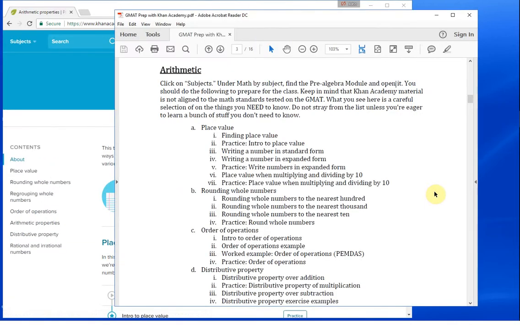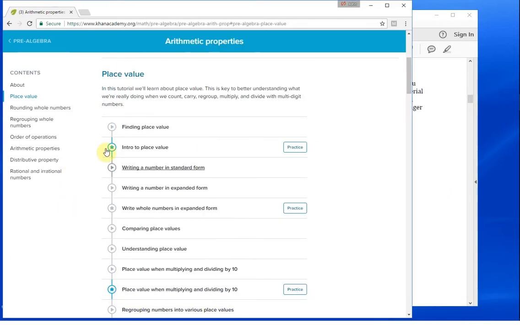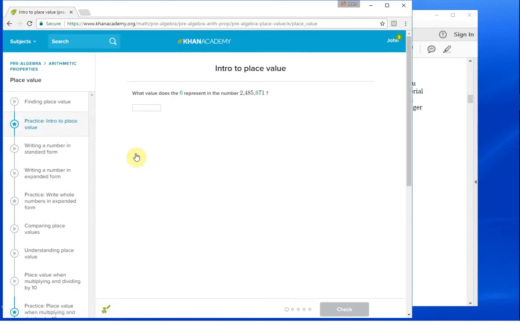What am I supposed to do? Finding place value, intro to place value is the first practice exercise. It's got a little star, so let's practice. Okay, what value does the 6 represent in that number? I guess I'm supposed to enter 100? Let's see. Is that right?